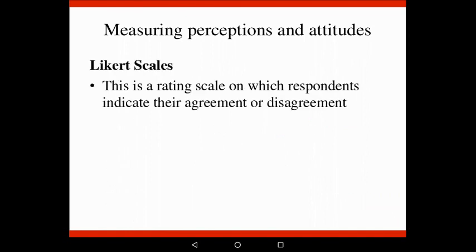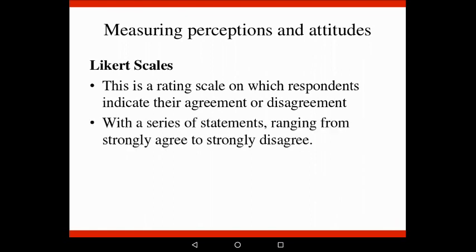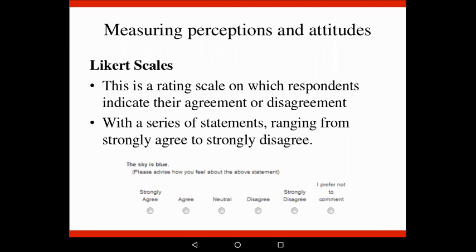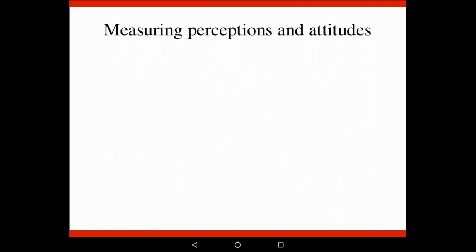You also get Likert scales. And it's a rating scale in which respondents indicate their agreement or disagreement. There's a series of statements ranging from strongly disagree to strongly agree, like this. The sky is blue. Strongly agree, agree, neutral, disagree, strongly disagree, or I prefer not to comment. Right, so that's called a Likert scale.